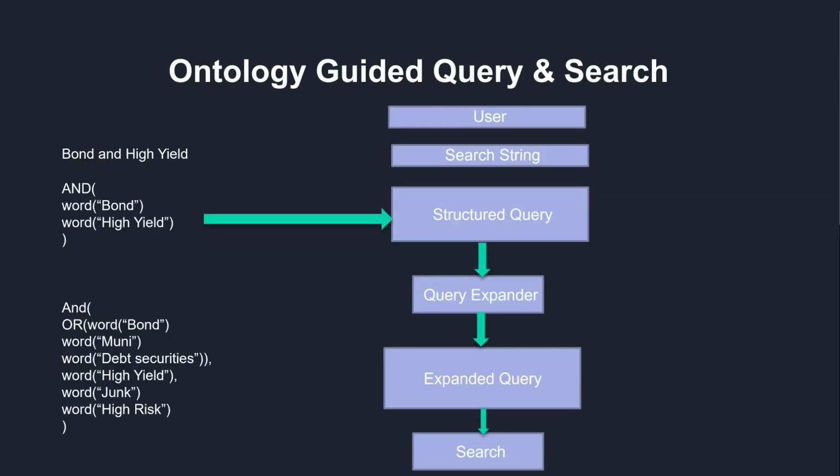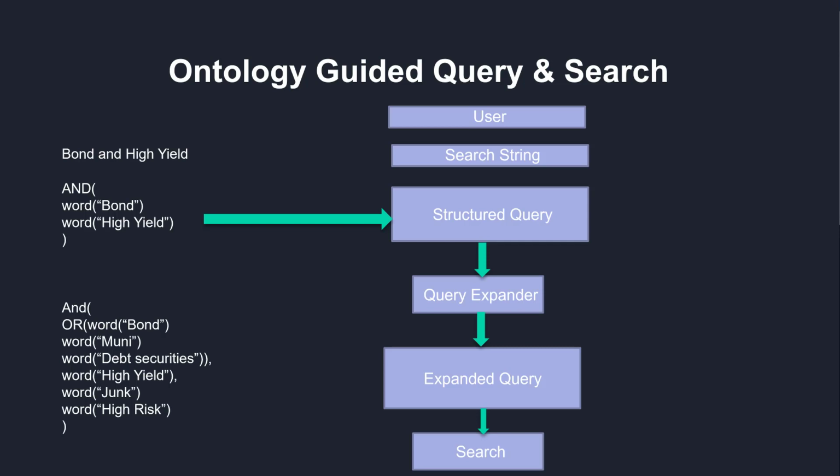Once the data is loaded, the firm needs to be able to query it and perform analytics with it. This can be handled by enhancing the repository with semantic ontologies, as can be seen from the example on the screen. So suppose a user wants to find all the records on bond and high yield. In most systems, just entering those terms will only provide a fraction of what's really available on the topic.